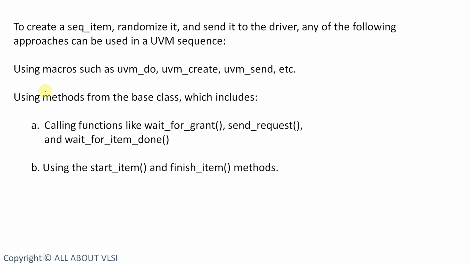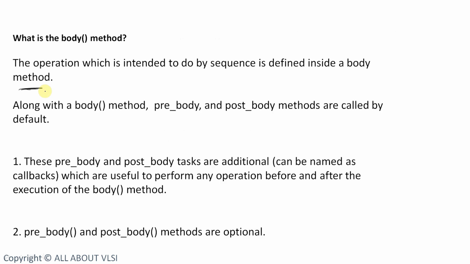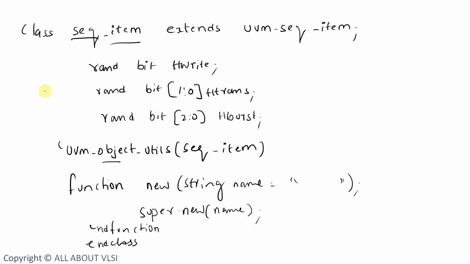Now, for creating a sequence item. We have discussed previously that our sequence item class holds the data items, which are declared with the rand keyword. This we have already seen. Now we need to randomize these data items. Where are we randomizing them? We are randomizing these data items in the sequence class.